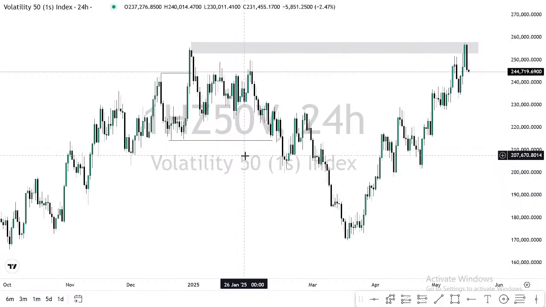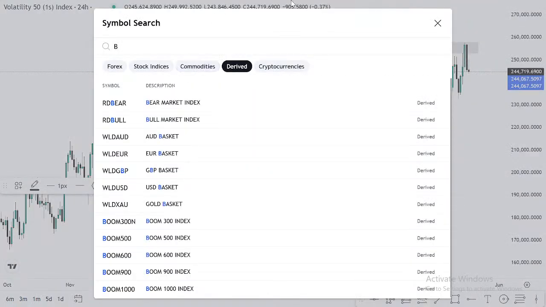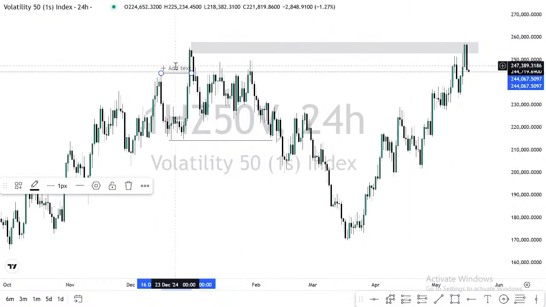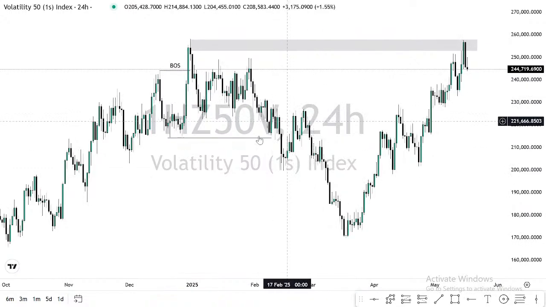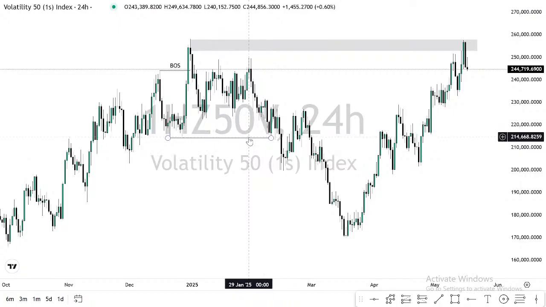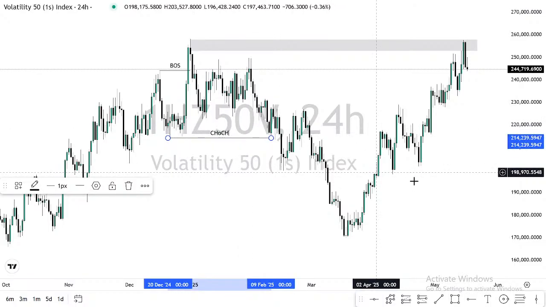So this is a break of structure to the upside. This is BOS. I'm going to tag that BOS. This is our BOS to the upside, and eventually the market came back to give us a change of character. The market gave us this first move to the downside, which is a change of character for us. So we're going to mark that as a change of character.